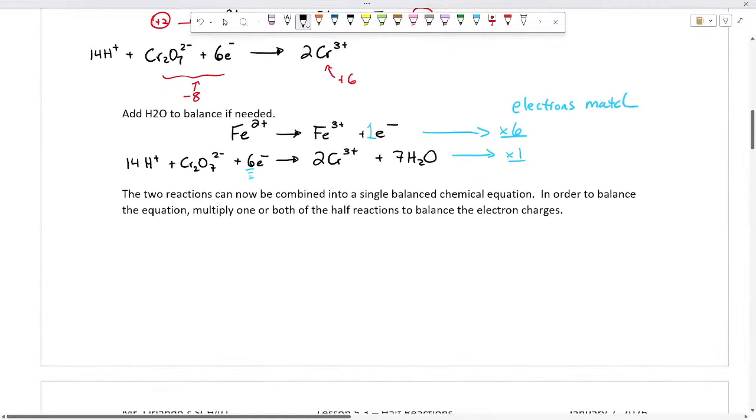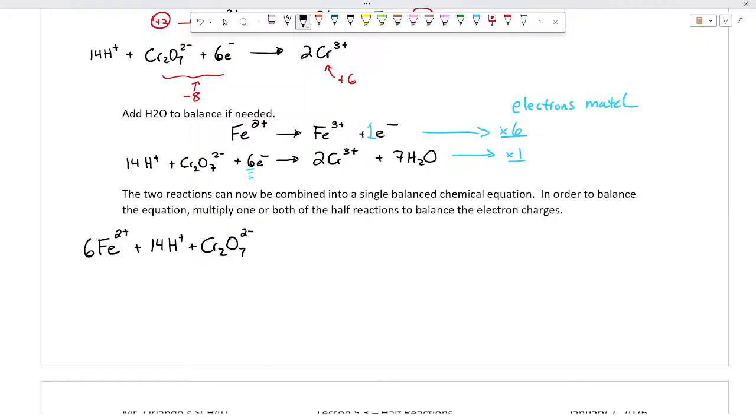So the top reaction is 6 irons, right? With 2 plus charge. And then we add how many hydrogens? 14. And then a Cr2O7, 2 minus, plus 6 electrons. And those electrons are going to cancel, right? So I'm not going to bother to write them because they're going to cancel on both sides. That's the whole reason we're doing this, right?